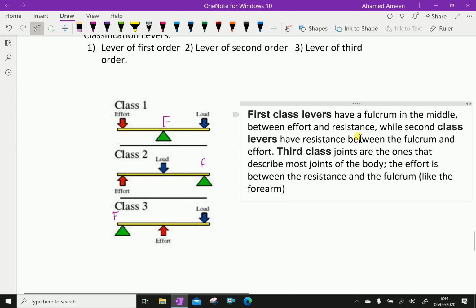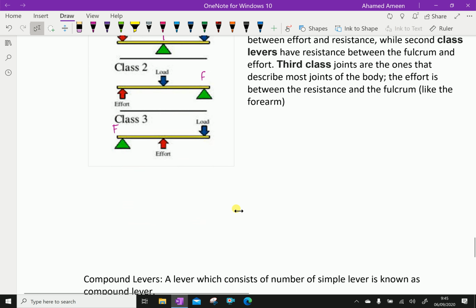A first class lever has the fulcrum in the middle between the effort and resistance. Here resistance means the load. Second class levers have the resistance, that is the load, between the fulcrum and the effort. Third class levers have the joint at one end, at the fulcrum, and describe most joints of the body. Bone joints in the human body are a very good example of third class. The effort is between the resistance and the fulcrum, like the forearm.